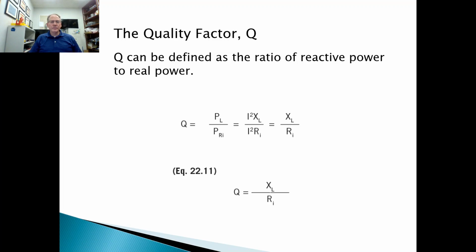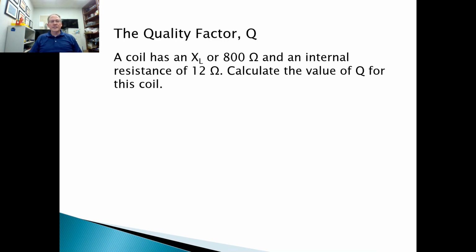All right. Now, Q can be determined as the ratio of reactive power to real power, or the power in the inductor over the power of the resistance, Ri. So that's going to come out to I squared XL over I squared Ri, which is XL over the internal resistance. All right. So a coil has an XL of 800 ohms and an internal resistance of 12 ohms. Calculate the Q. So that's just going to be 800 over 12, which is 66.7.